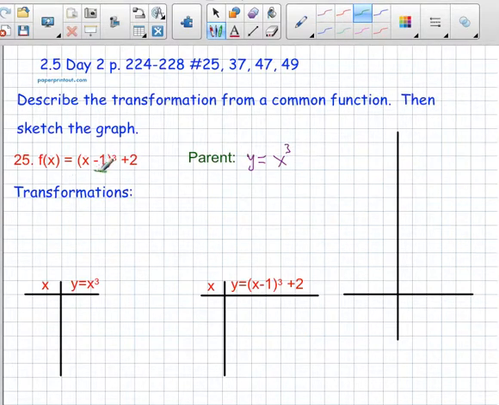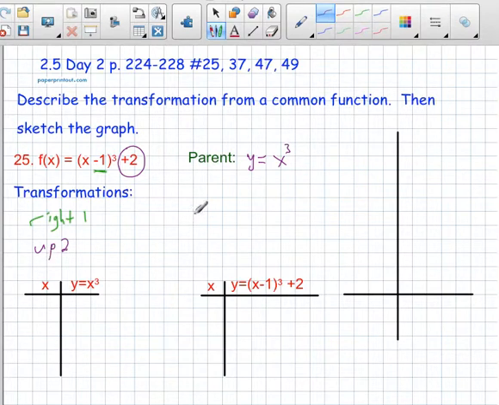The first thing I'm going to take note of is this minus 1 inside the function. We're replacing x with x minus 1. That's a transformation which is going to shift the graph right 1. So replacing x with x minus 1 shifts the graph right 1. And then the other transformation that I see is that I have a plus 2 outside the function, outside the x cubed part. The plus 2 is the transformation moving the graph up 2.